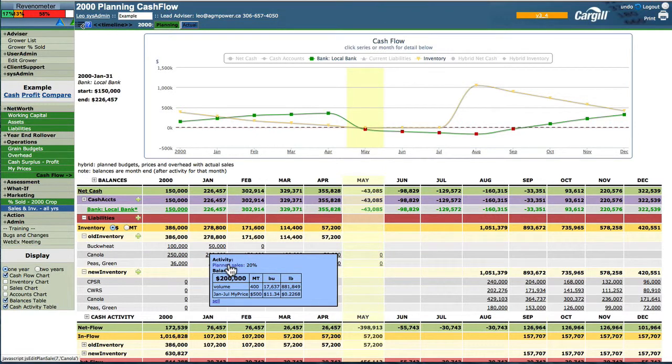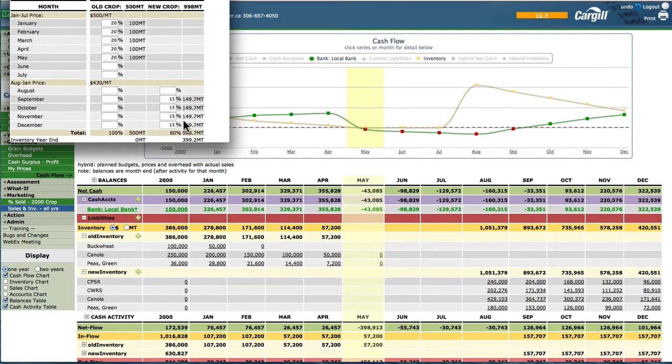Planning cash flow will only ask you the volumes that are to be sold. For example, here we automatically sell 20% of the crop per month for 5 months until it's gone. New crop is using 15% a month starting in September and having a carryover of 60% into the new year. We are not asking for the price. Old crop is going to use the price of working capital. New crop is going to use the price of my prices.